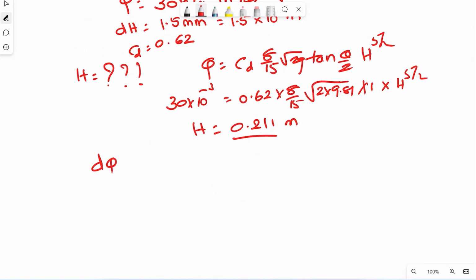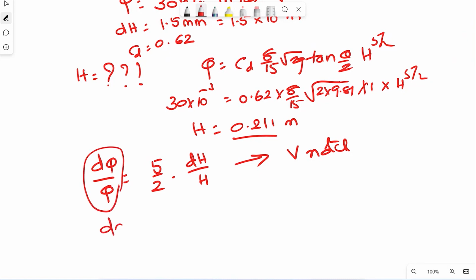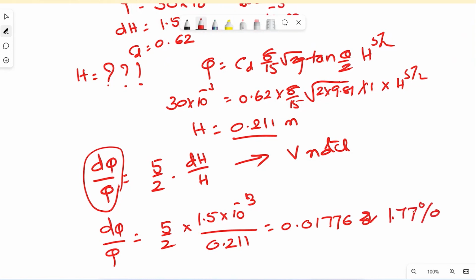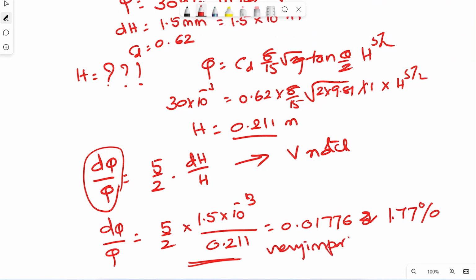And we know that again dQ by Q is equal to 5 by 2 into dH by H. This is for the V notch. What they asked, the question itself, is the percentage error in discharge. So dQ by Q is equal to 5 by 2 into dH, which we have already been given as 1.5 into 10 to the power of minus 3, divided by H, which is 0.211. If you calculate this, you are going to get 0.0177, or it is nothing but 1.77%. Very important. So these are the two questions.